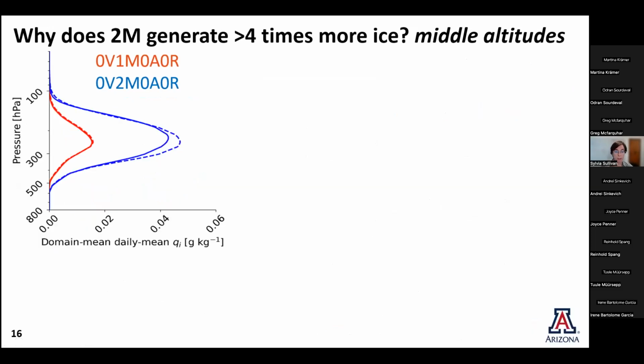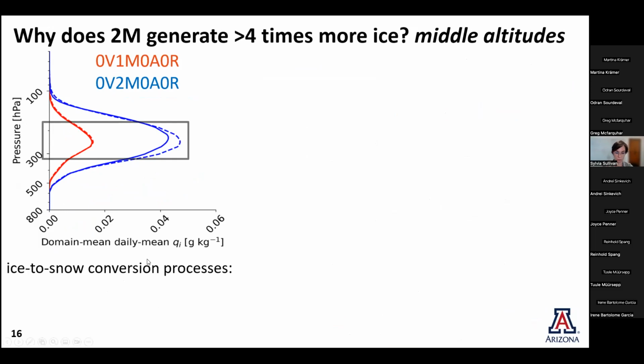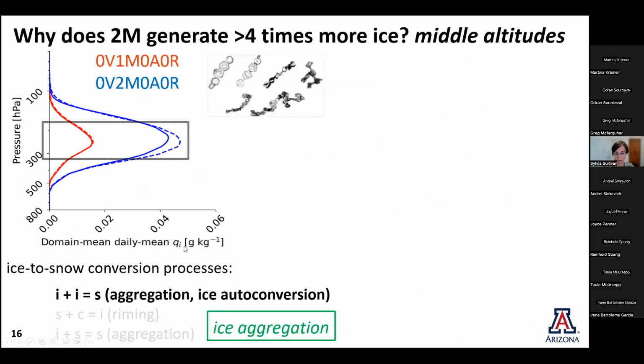So once we form initial ice at those lowest altitudes, then we have subsequent processes like aggregation, or ice to snow conversion processes. And what we found is particularly influential is something called ice autoconversion, where 2 ice crystals stick together and then they're converted into the snow category in the microphysics.